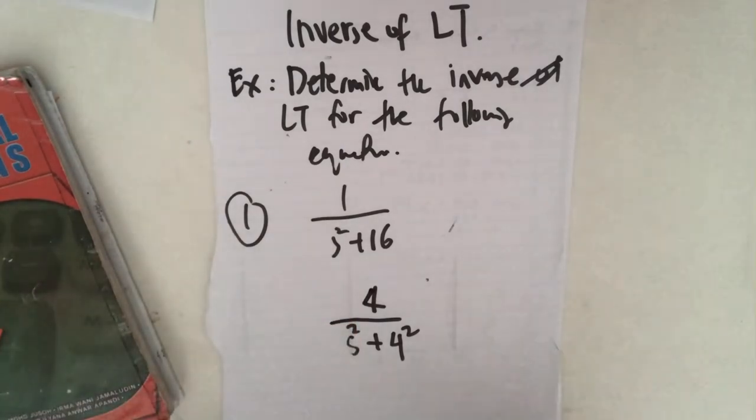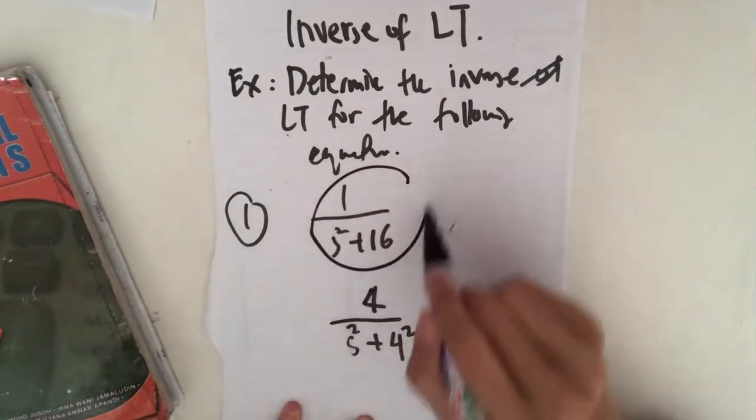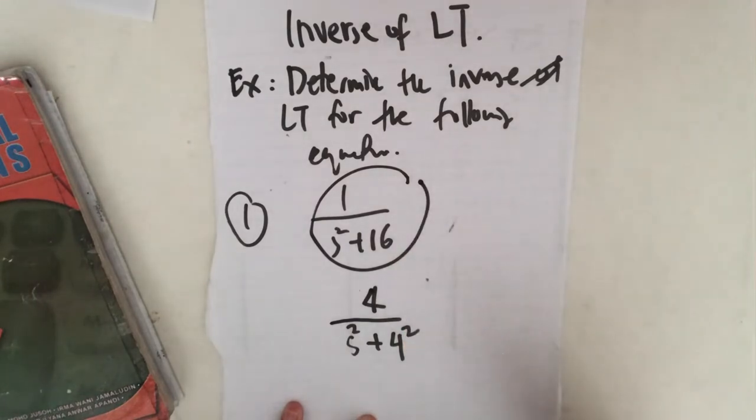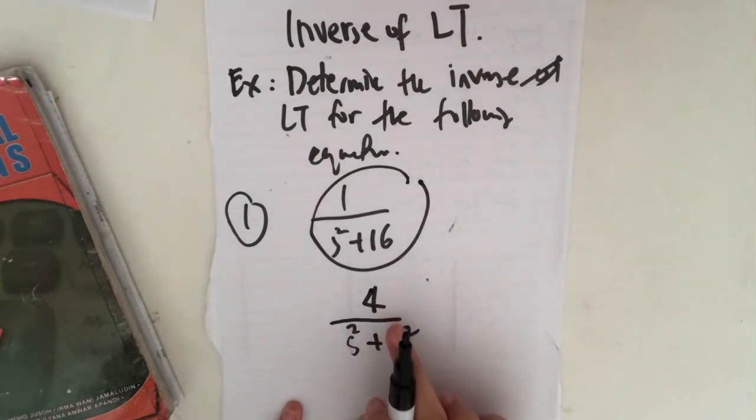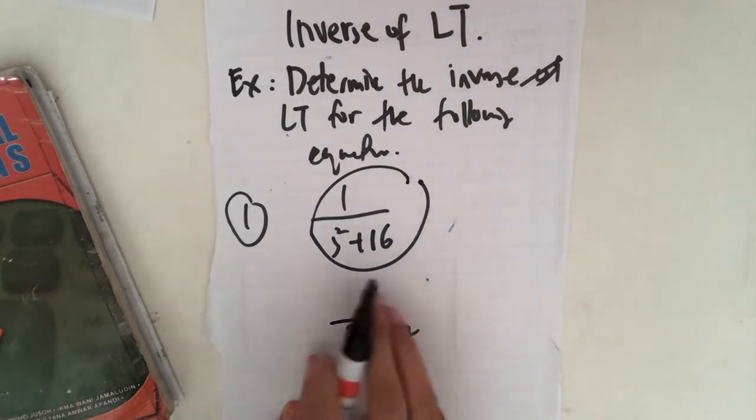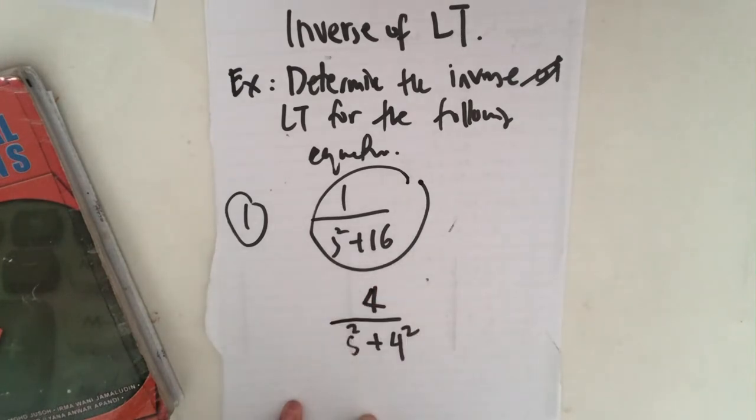But now your original question is this. So you already made a change to your question. How do we make this back to the original meaning? How do we make 4 over s square plus 4 square back to 1 over s square plus 16?